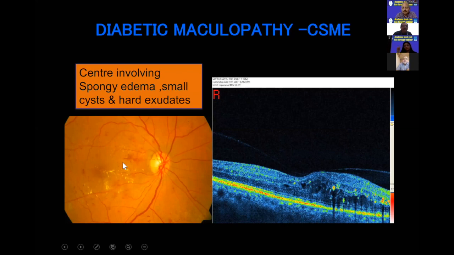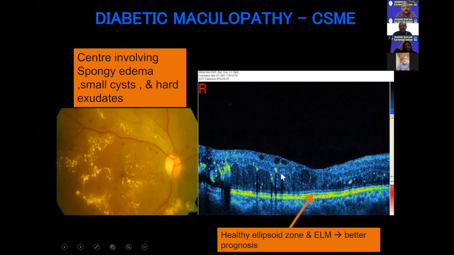Another patient of diabetic macular edema. Here you can see the cystoid changes, spongy edema here. The thickness is more. These are hard exudates showing shadowing here. And you can see the ellipsoid zone and the external limiting membrane is intact here. So the chances of regaining good vision are there in these patients after adequate treatment.